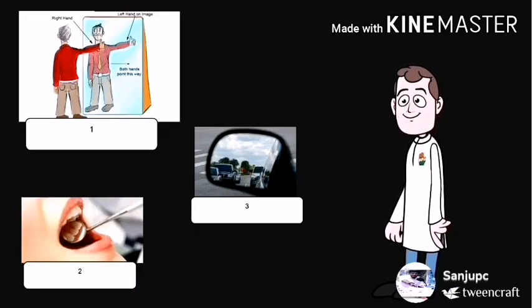The first one is the plane mirror. You can see that the man raises his right hand but it shows as the left hand. This is the property of the plane mirror that is called lateral inversion.